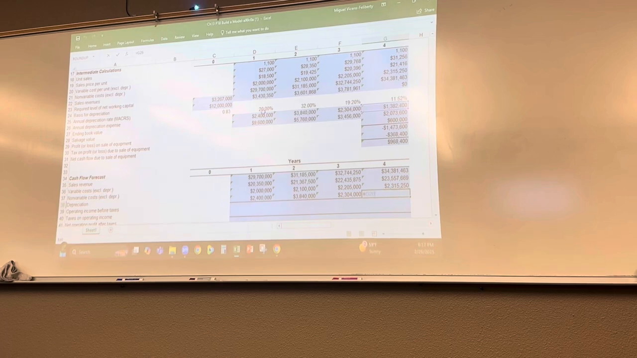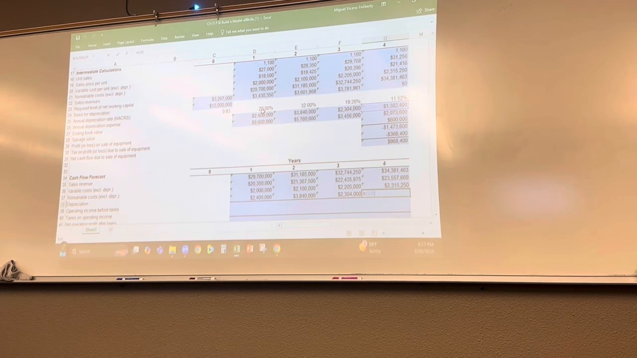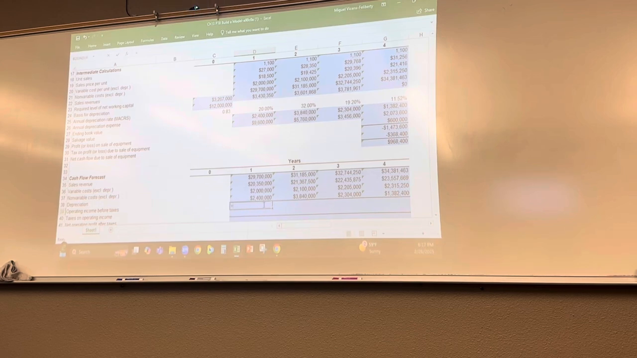Any questions? No. Okay. Once we've got that all correct, I can calculate my operating income before taxes, so basically EBIT. I do that with sales revenue minus variable cost, minus non-variable cost, minus depreciation. That's my operating profit. Okay. Drag it across, should be set.